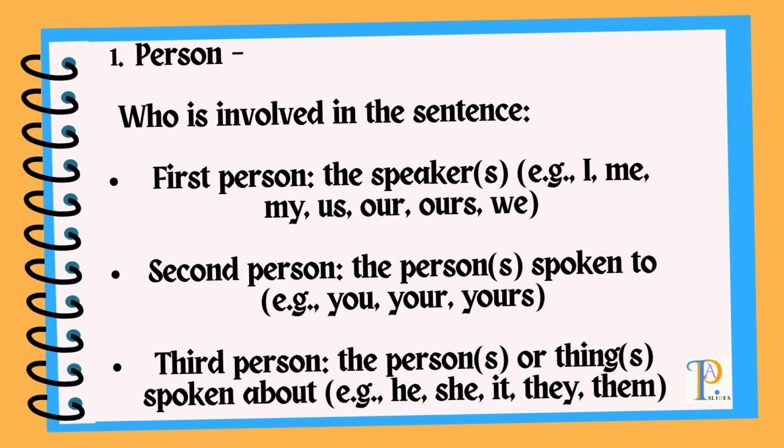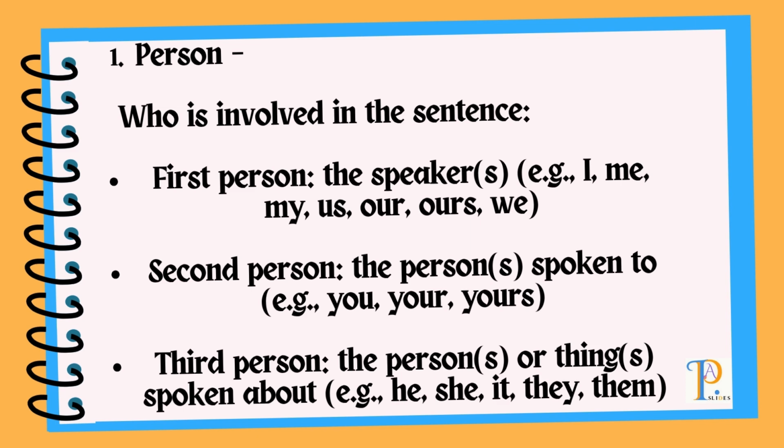And the last is the third person. The third person is a person or thing spoken about. The person or thing that is spoken about is the third person. And what are some pronouns that can be used to show the third person? We have he, she, it, they, them, and so on.